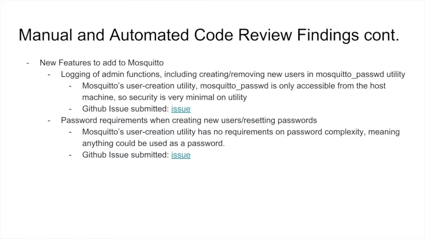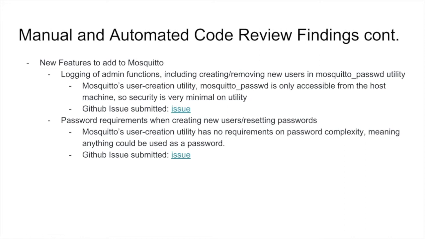So after going through the flagged issues there, we also focused on the features that we had generated out of our requirements and assurance cases. The two new features that we ended up actually submitting issues for in the GitHub repo were to include logging of admin functions, which included creating and removing new users, in the Mosquitto password utility. The Mosquitto password utility is actually a separate program from the Mosquitto broker, and it enables admin users to create users, reset passwords, and remove users through the actual tool.